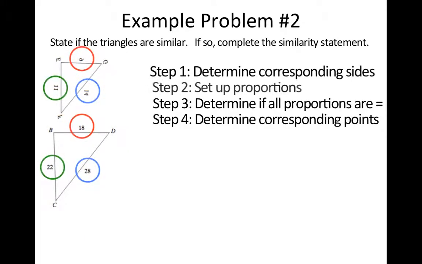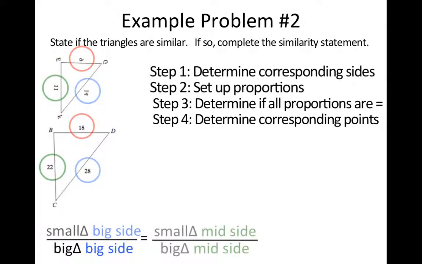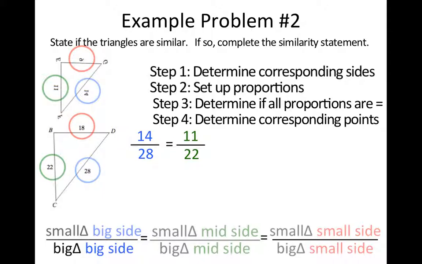So to set up my proportions, I'm going to take the small triangle big side over the big side. That needs to equal the middle side over the middle side, which needs to equal the small side over the small side. So let's see if that's true. My two big sides are 14 over 28, and that needs to equal my two middle sides, which are 11 over 22, and that needs to equal my two small sides, which are 9 over 18.